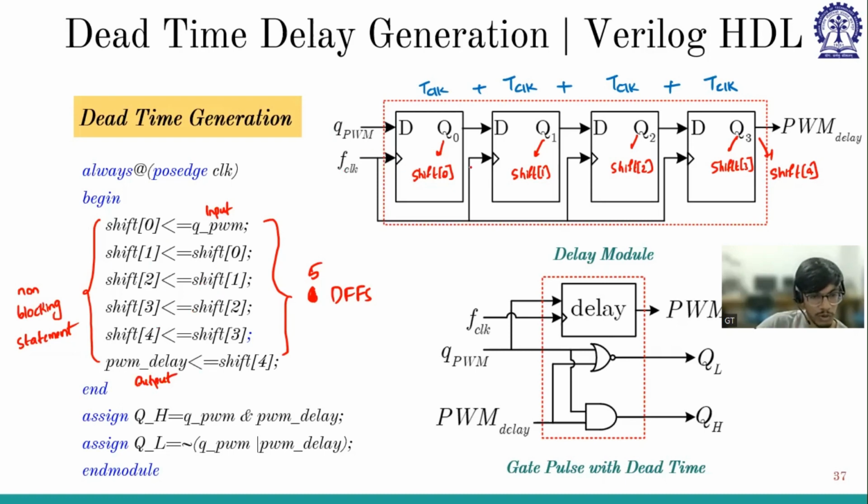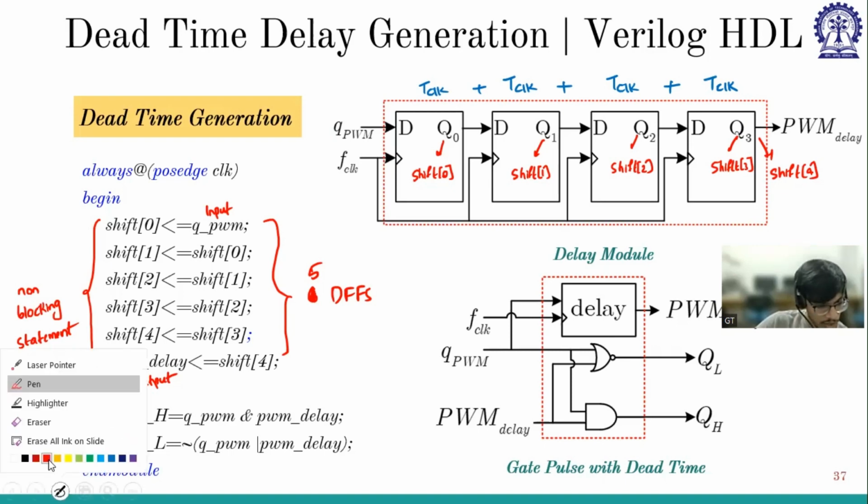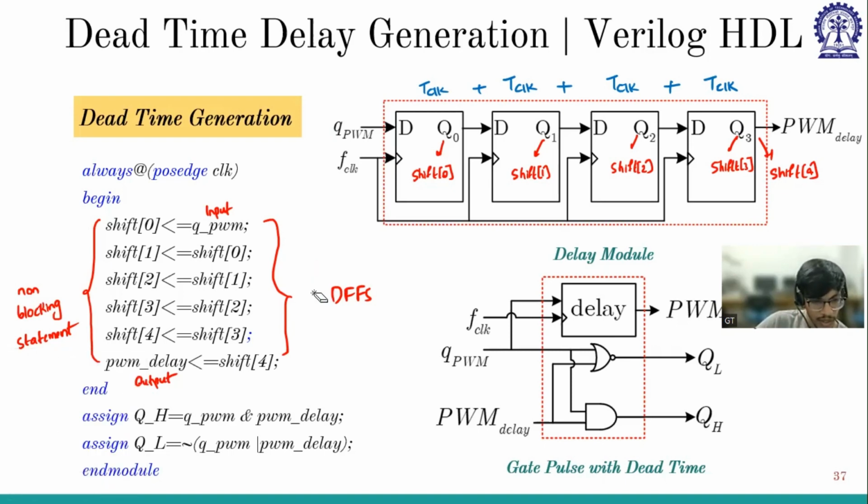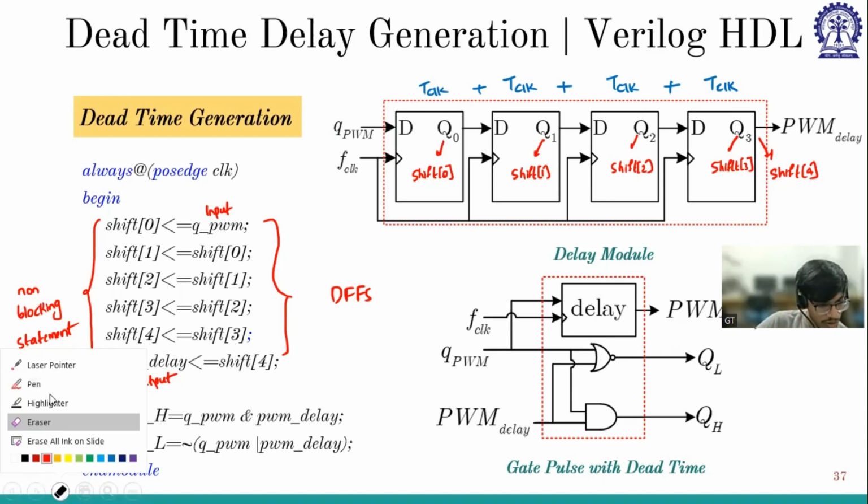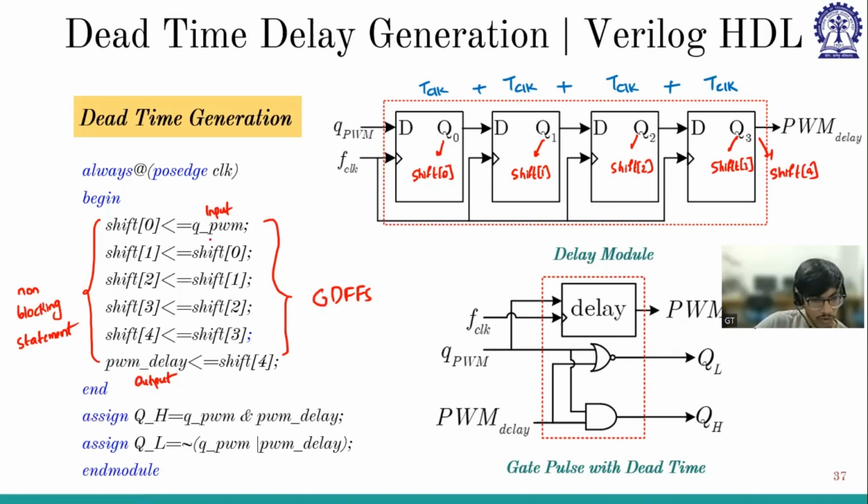So QPWM to shift 0 is 1, shift 0 to shift 1 is another, shift 1 to this is another, this is another, 3 to 4 is another, 4 to 5. So I think we'll get 6 flip-flops only. Sorry. So there are 6 such lanes, so we'll get 6 D flip-flops. So 1, 2, 3, 4, 5, 6. So shift 3 to shift 4, we need another flip-flop, and shift 4 to PWM delay, we need another D flip-flop. Now my PWM delay I got.